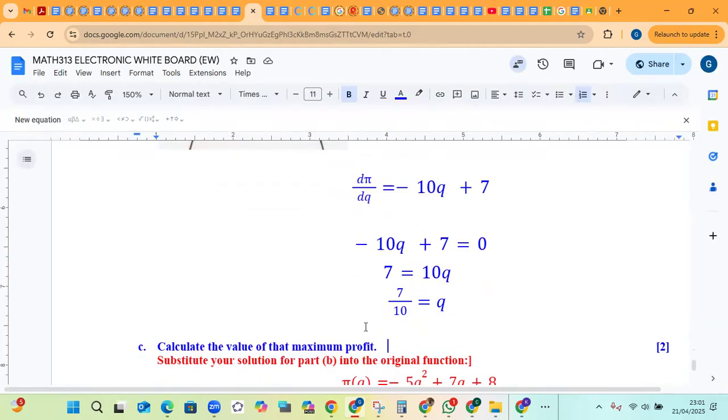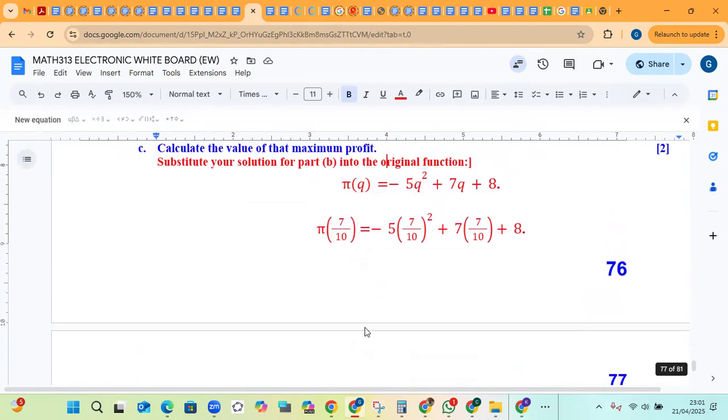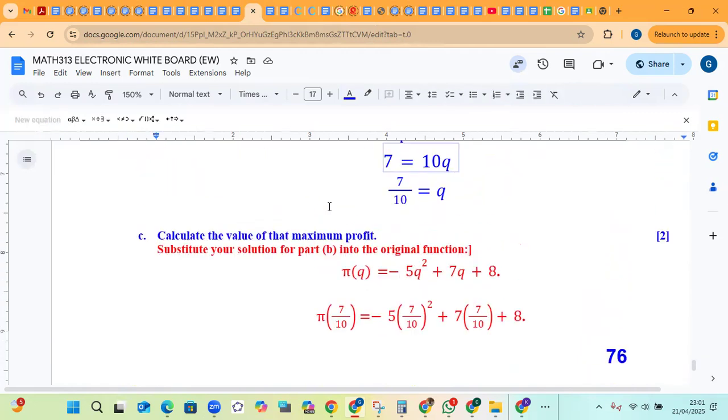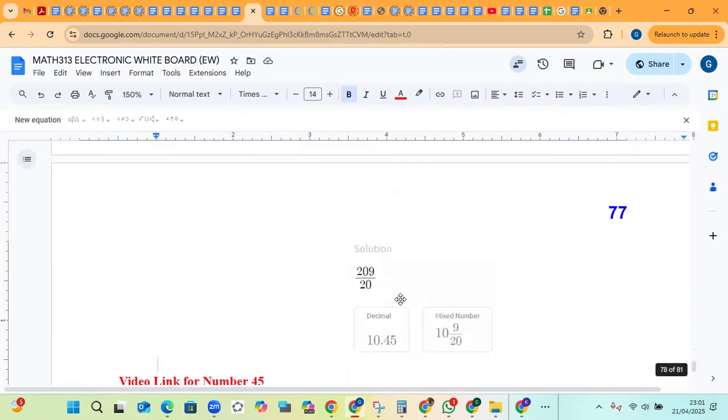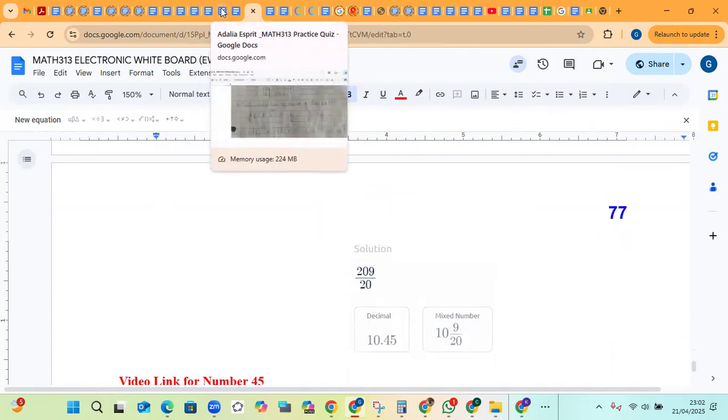And for part C now, it says calculate the value of that maximum profit. So what needs to be done now? We need to substitute your solution for part B into the original function for profit. So since we got q here for our value, the quantity that will maximize the profit, we substitute 7 over 10 into the place of q. And here it was substituted into the original function to find the value of the profit, which we got there as 10.45.